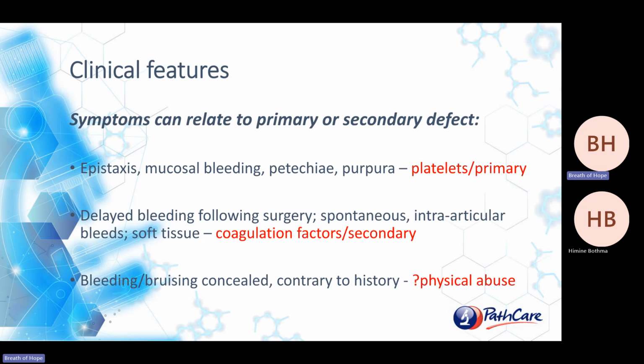Okay, if the patient presents with delayed bleeding following surgery or spontaneous intra-articular joint bleeds or massive soft tissue bleeds, that usually implies something with the secondary hemostatic system or your coagulation factors. Okay, and then just on a side note here, if the bleeding and bruising is concealed, if it doesn't make sense with the history, the severity of the injury, and the story is not matching, please just think about physical abuse as a possibility here.